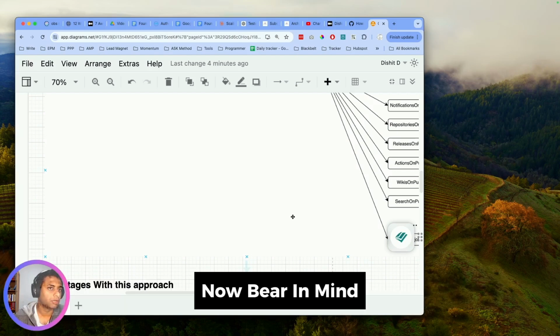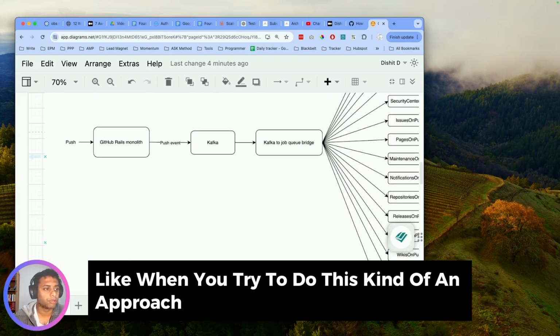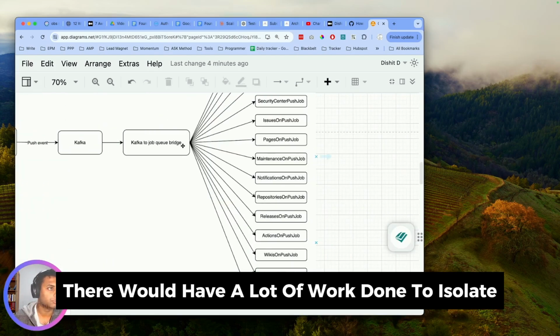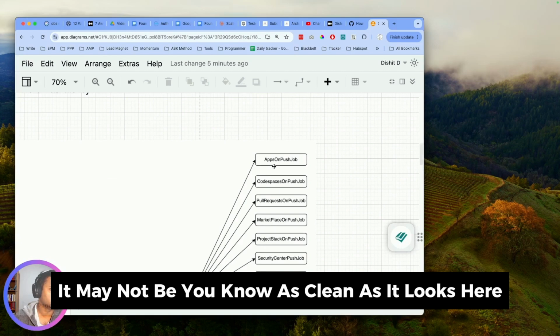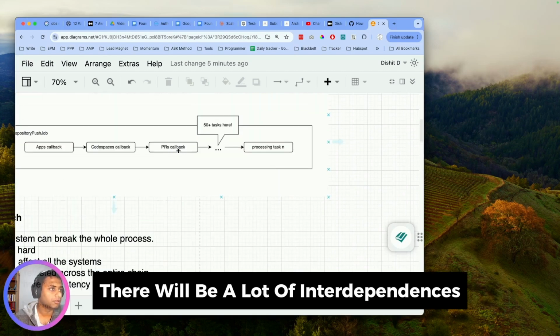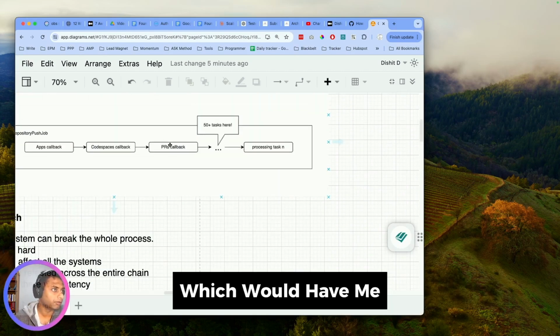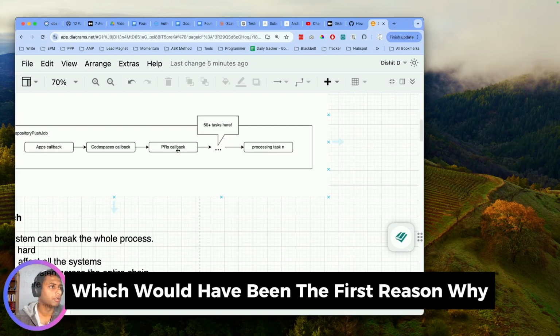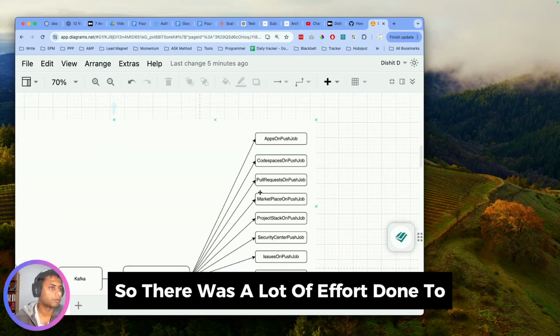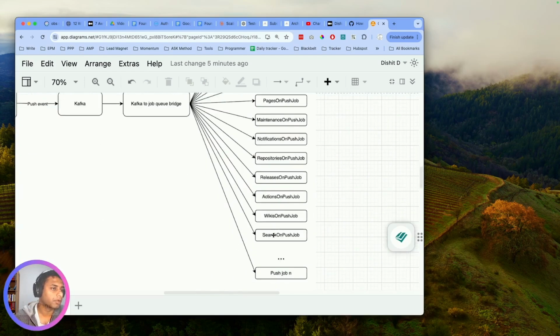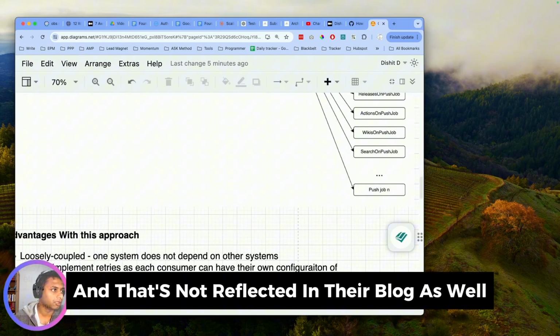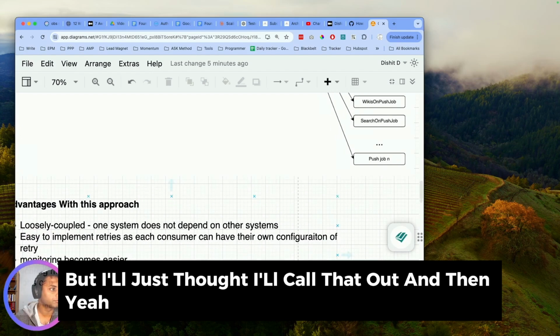Now bear in mind, when you try to do this kind of an approach, there would have been a lot of work done to isolate different jobs. It may not be as clean as it looks here. There would have been a lot of interdependencies, which would have been the first reason why they were sequential. So there was a lot of effort done to isolate different modules into different jobs, and that's not reflected in the blog, but I just thought I'd call that out.